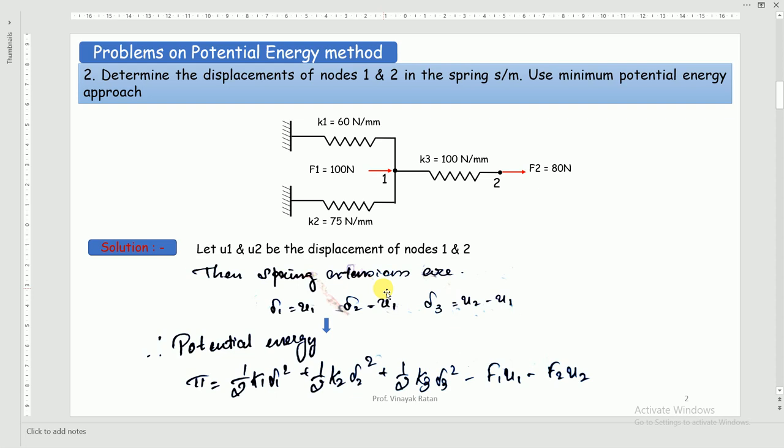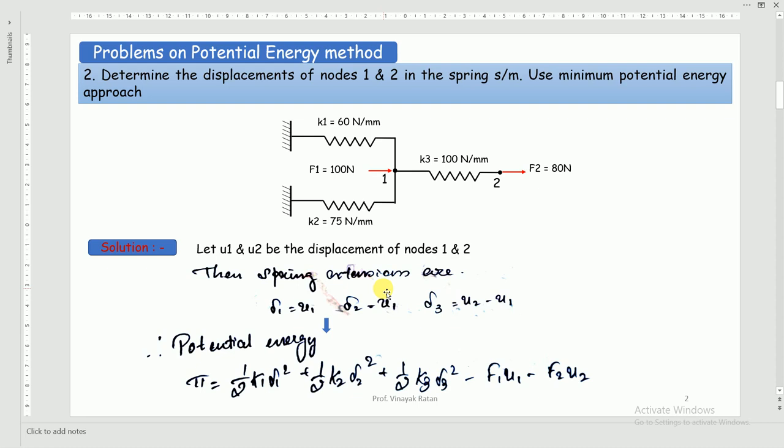The one which is having what? What was the principle of minimum potential energy? If you have written it, you can tell me the answer.